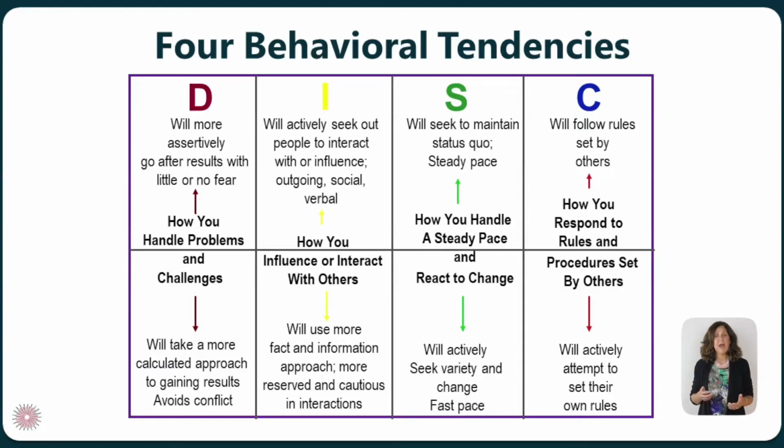The C measures how people respond to rules. So people who are very high in C, they like rules and procedures. They like to have checklists. They like to have a measurement system to know if they're accurate or not accurate. They like to analyze data to ensure that they're on the right track. People who are low in the C are people who like the challenge of getting around the rules.